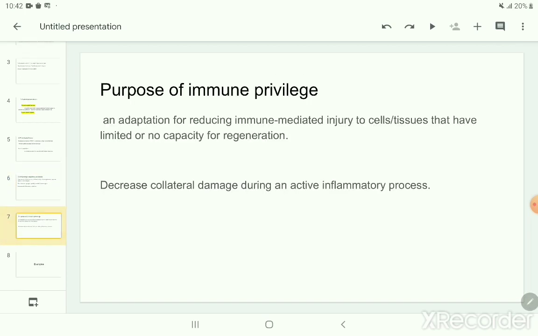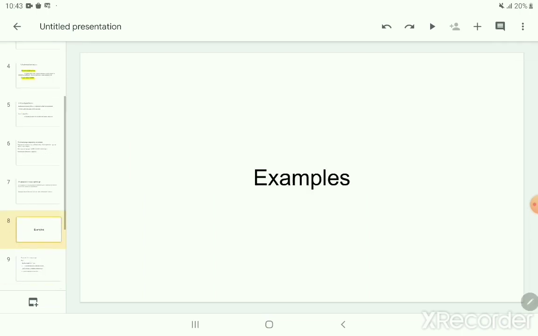What is the purpose of the immune privilege? The main purpose of immune privilege is to prevent damage to certain organs which have no or limited capacity to regenerate. It also decreases collateral damage during an active inflammatory process. It means that if there is any inflammation in the tissues, the immune privilege usually decreases damage to the normal tissues. What are the examples of immune privilege?